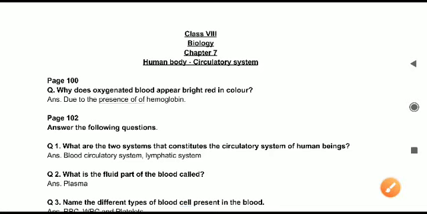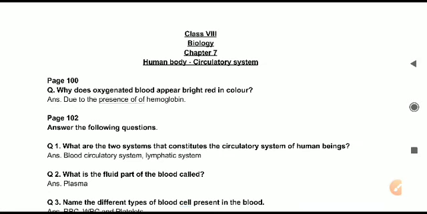Here we are with the revision video of chapter number 7, human body circulatory. All these answers have been provided in the live classes on the Teams app. Still, we have a video for this in case you have not understood any of the answers. We will go through these answers for your better understanding.